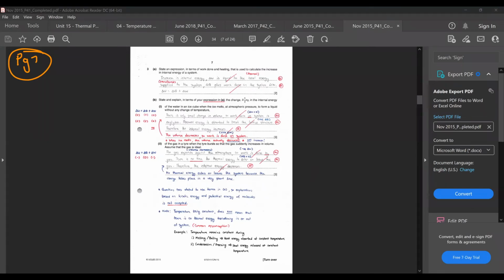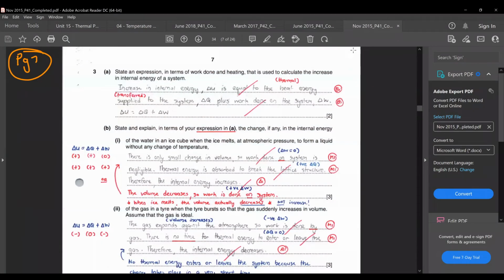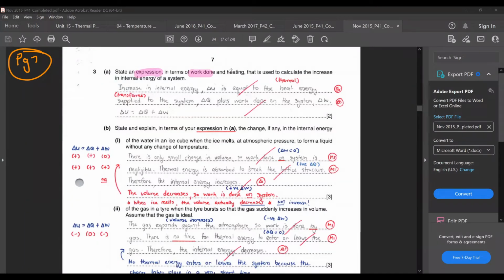Okay, so for this one, state an expression in terms of work done and heating that is used to calculate increase in internal energy of a system. So how is increase in internal energy related to work done and heating?